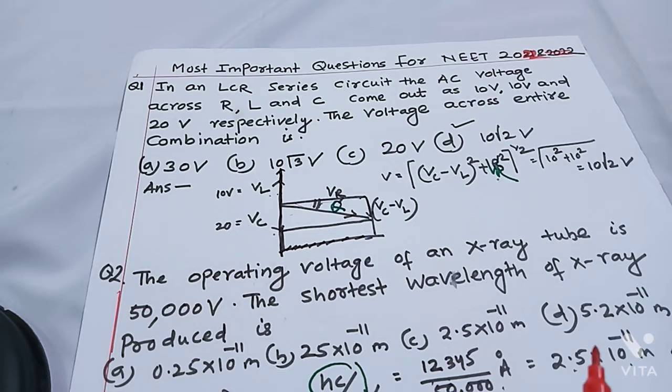We shall discuss some important questions on physics for NEET examinations. First question: in an LCR series circuit, the AC voltage across resistance, inductance and capacitance come out as 10 volt, 10 volt and 20 volt respectively. The voltage across the entire combination is: 30 volt, 10 root 3 volt, 20 volt, 10 root 2 volt.